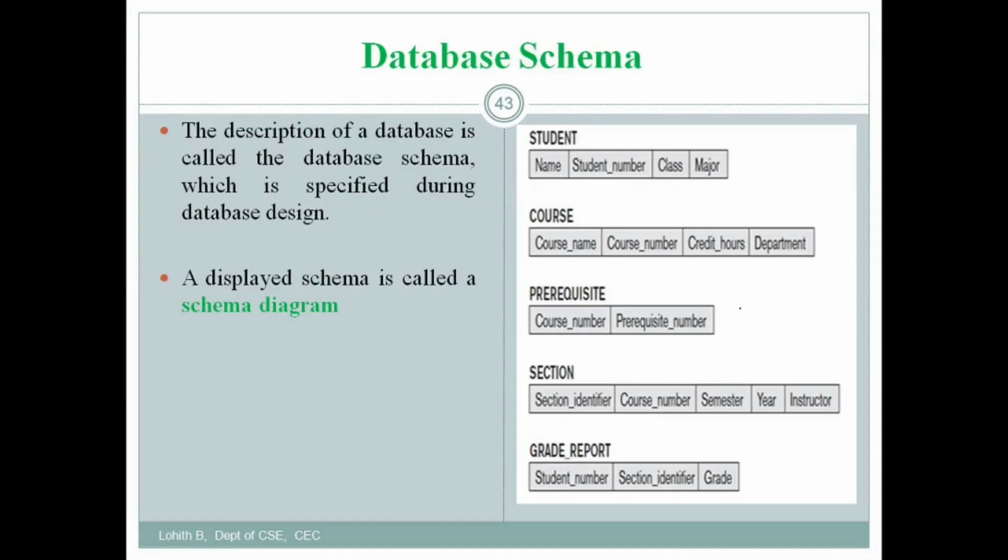The next concept is database schema. The term schema will be used frequently in database management systems. The overall database schema is nothing but the logical representation of a database. You can see in the diagram here we have 5 relations, that is student, course, prerequisites, section, grade report. And for the student relation we have attributes like name, student number, class, and major. So this is an example of a database schema.